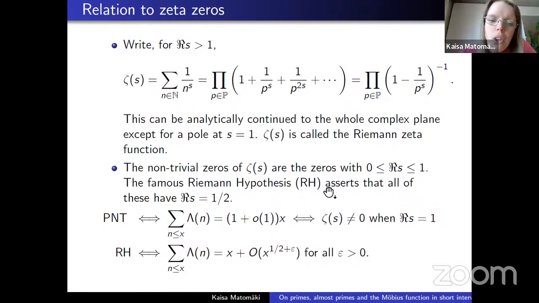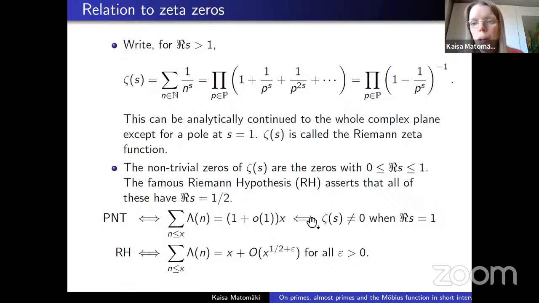And on the other hand, the Riemann hypothesis, that all the zeros have real part of s equal to half, is equivalent to the fact that we have a very good error term in the prime number theorem, so that we can estimate the number of primes very accurately. That is, the number of primes up to x is about the logarithmic integral plus an error term of size x^(1/2+ε). Or for the von Mangoldt function, it's a simpler thing: the average value of the von Mangoldt function is 1, and then there's a very good error term.